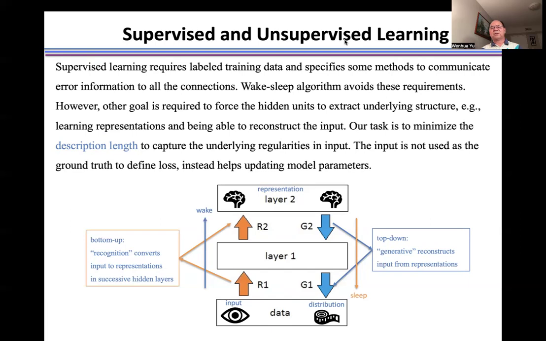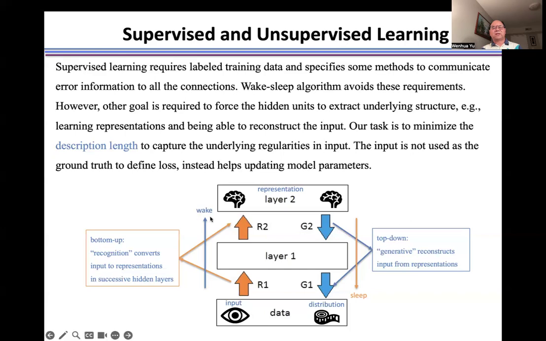Our task is to minimize the description length to capture the underlying regularities in the input. The input is not used as the ground truth to define loss. Instead, it helps update the model parameters. The wake-sleep algorithm consists of two phases.